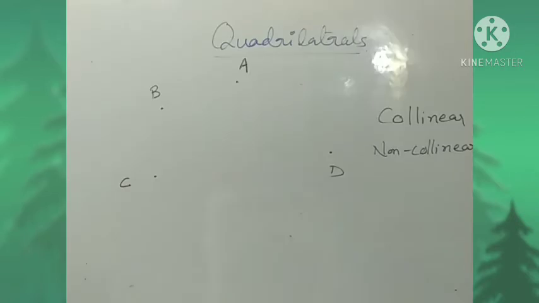Hello everyone. In today's class we will learn some more points about the quadrilateral. Now on the blackboard, A, B, C, D, these 4 points are visible.